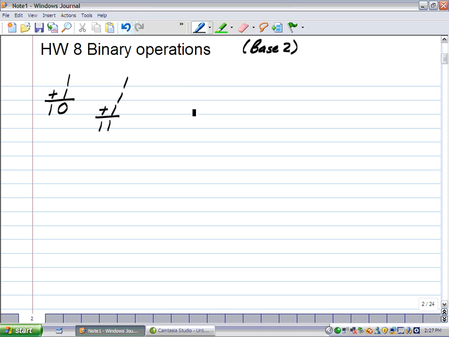So you've got to think about when we subtract, if we did 10 minus 1, we would get 1. 1 minus 0 would be 0. And then there's borrowing. We'll look at that in a minute.